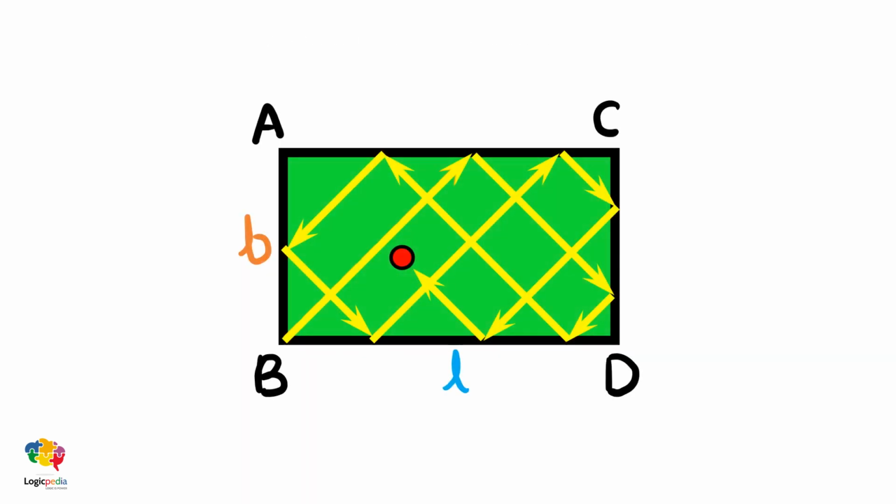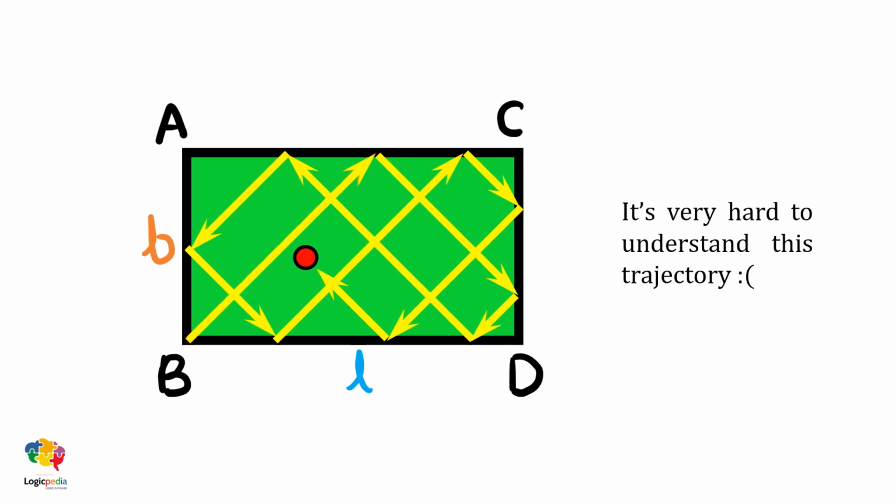Let us represent the given scenario using a rectangle with corners A, B, C and D, where the length of side AB is b and the length of side BD is L as shown. Each of these corners resembles a pocket. The ball is initially launched at an angle of 45 degrees from corner B, which then bounces at the sides of the table to follow the trajectory as shown. As we can clearly see, it's quite hard to understand the trajectory of the ball and to conclude which pocket it is going to fall into.